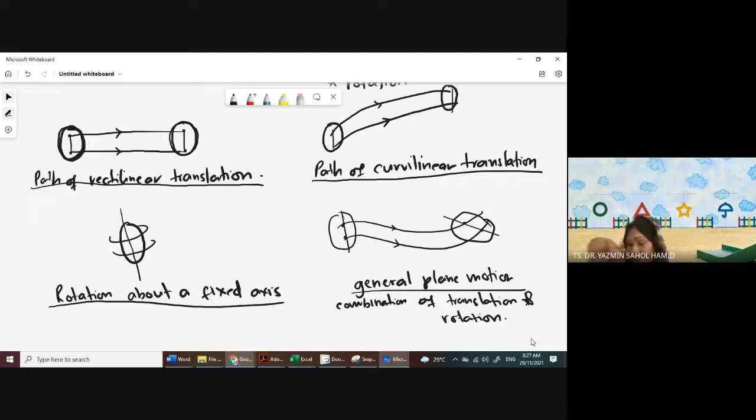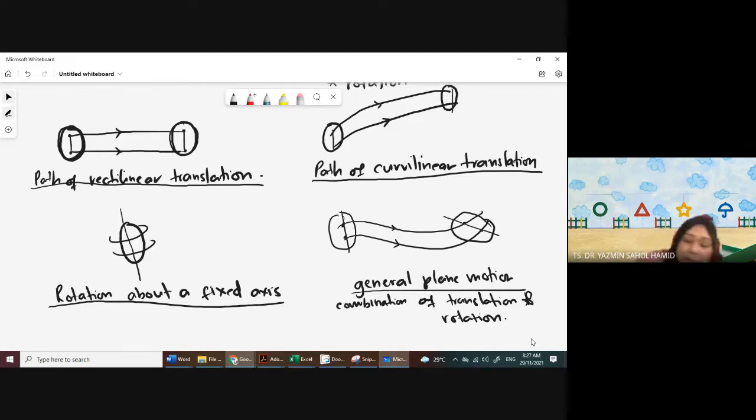Perasan tak? Okay. So if you notice the Ferris wheel is undergoing what? Curvilinear motion kan? Dia pusing dalam bentuk curve kan? Betul tak? Yes. Betul. Dia move dalam curvilinear motion. Tapi dia translate. Translation dia move. So dia move under curvilinear translation motion. Okay. So those are some examples that you can relate.